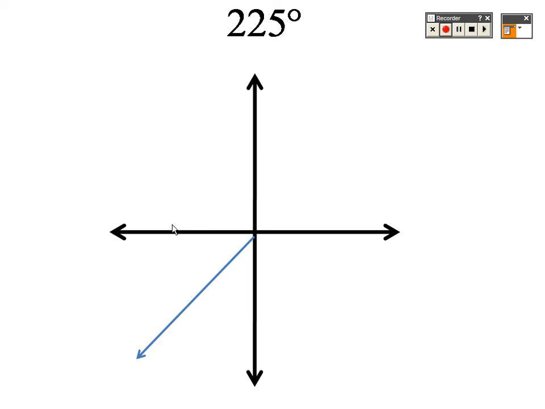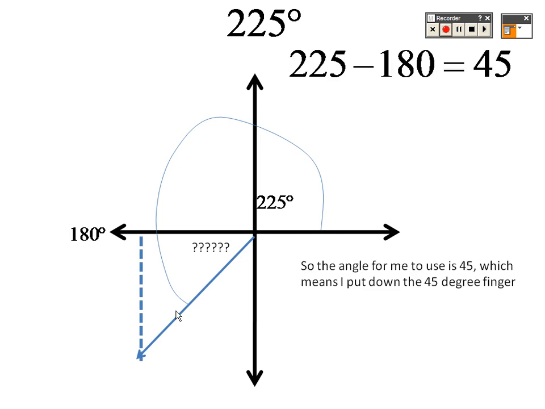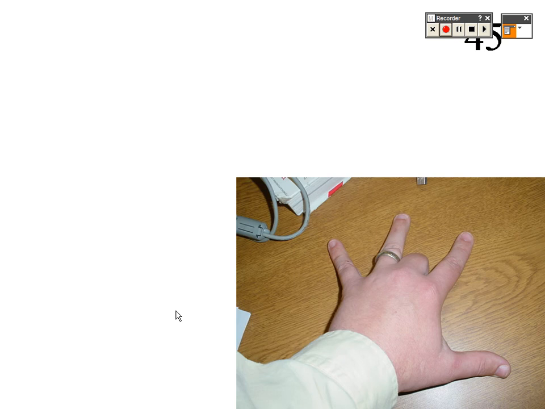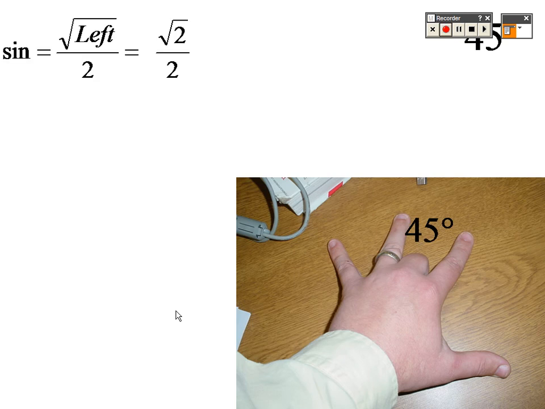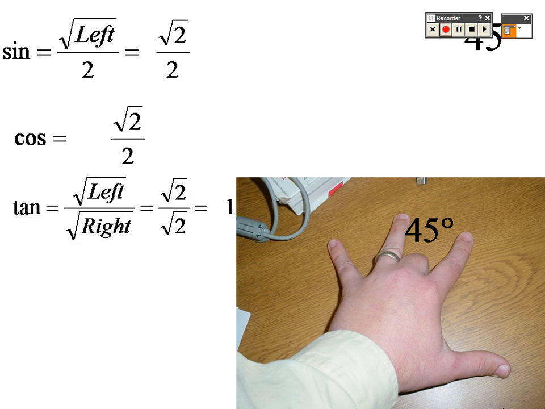225. This is 180, this is 270, so 225 is right in the middle here between them. 225, okay, if this is 180, then 180 plus something will give you 225, so just take 225 minus that 180. So it's a 45-degree angle. 45-degree angle means you put your middle finger down. So sine is root 2 over 2. Cosine is root 2 over 2. Tangent is root 2 divided by root 2, which is 1.